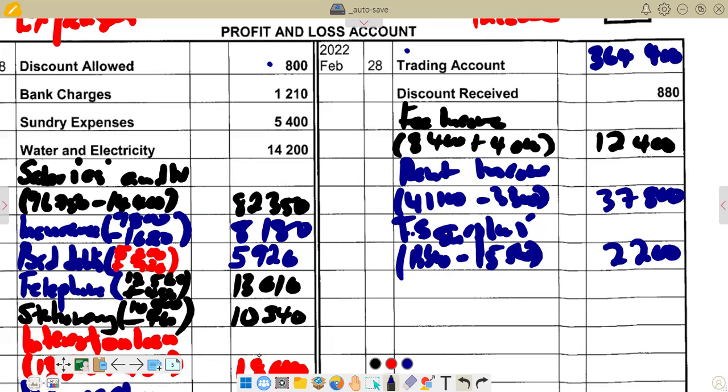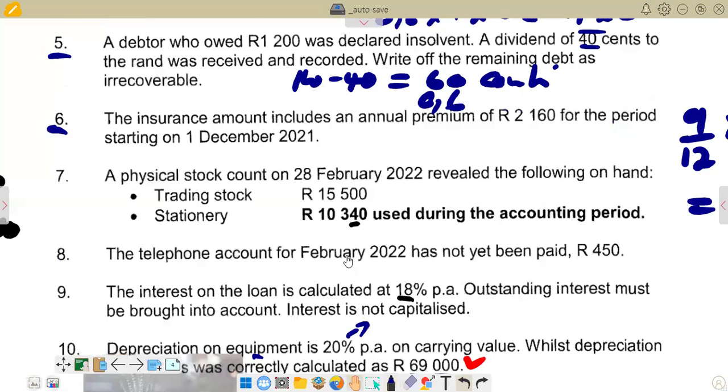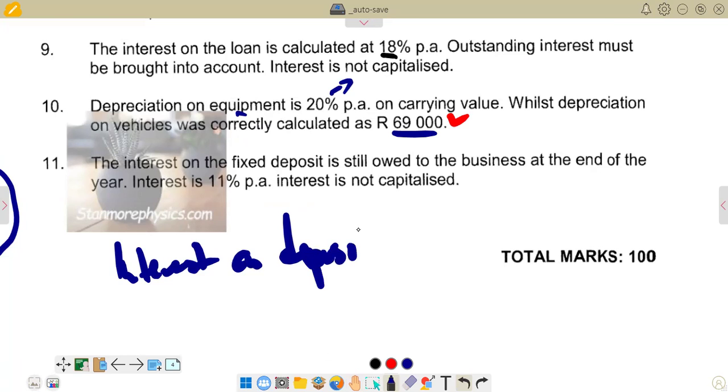Then we check again for any adjustment that still needs to be made. Remember, we've got interest on fixed deposit. We can go down to check it. Right, interest on fixed deposit, item 11. The interest on the fixed deposit is still owed to the business at the end of the year. Interest is 11% per annum, not capitalized. So interest on deposit, remember, is an income.